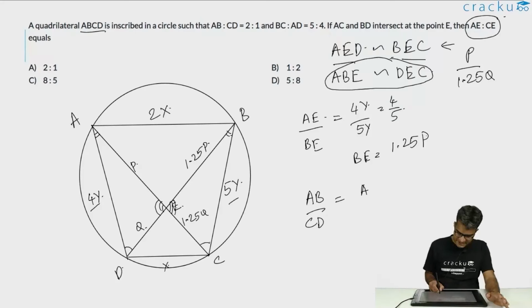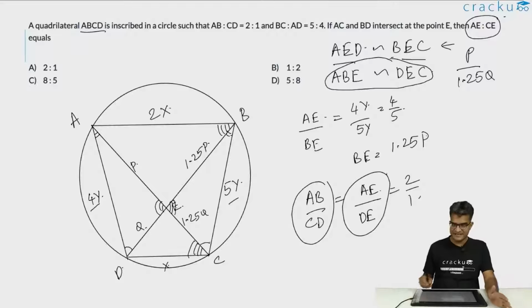AE is opposite this angle, and in this will be this, which will be AE divided by DE. This is equal to 2:1. What is AB by CD? That is 2:1. So AE divided by DE has to be 2:1. AE is equal to P, DE is equal to Q. So P by Q is equal to 2:1, or P is equal to 2Q.